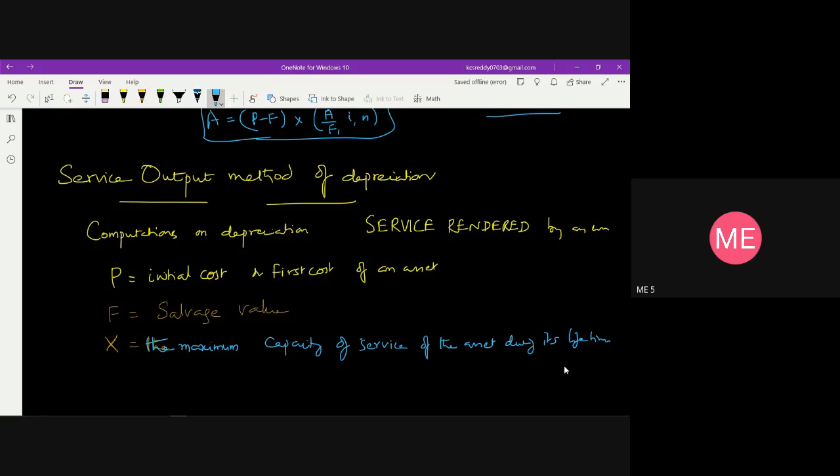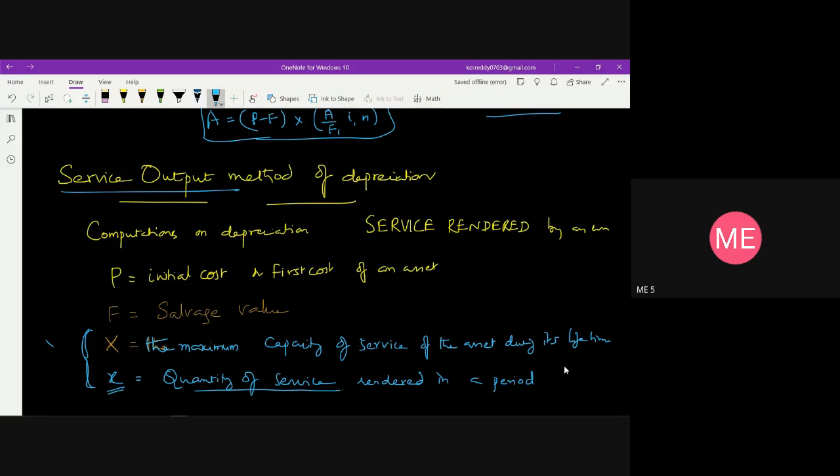Similarly, small x we are going to take here, that is the quantity of service rendered in a particular period. So with this data, one is the maximum capacity of the service of the asset, and the second is the quantity of services rendered in a particular period. These two parameters are very important in the case of the service output method.